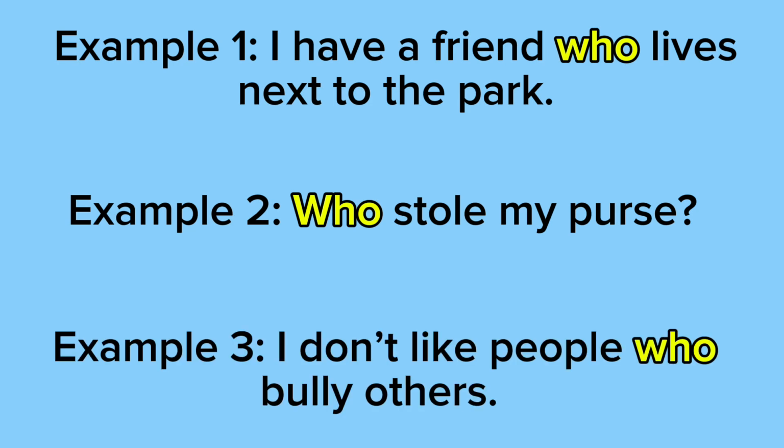So example 3 says, I don't like people who bully others. As you can see, who is the subject because who is the one that's doing the action. And who is also part of the dependent clause because who bully others isn't a full sentence, but when we put who bully others with I don't like people, it creates a full sentence.